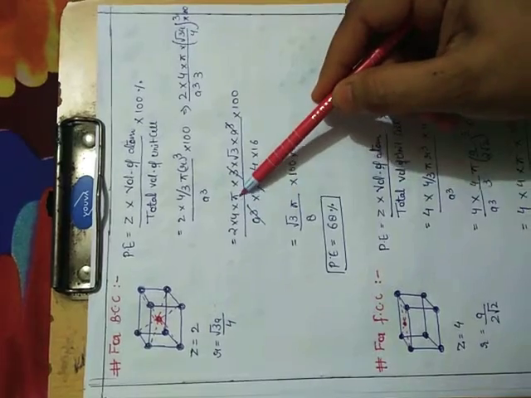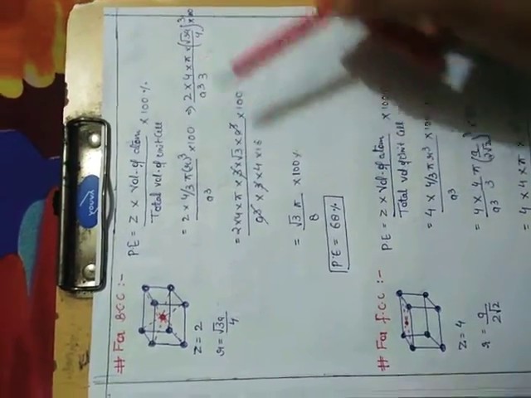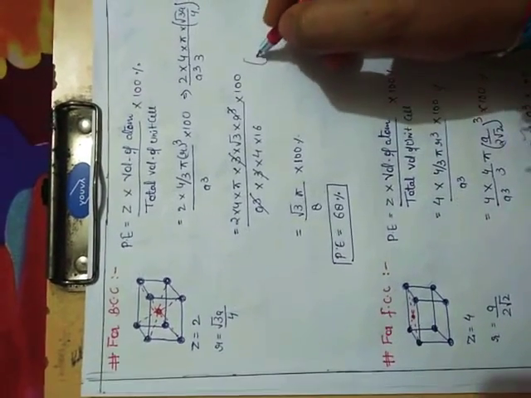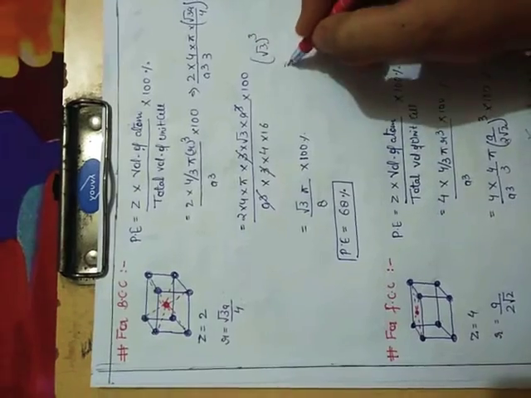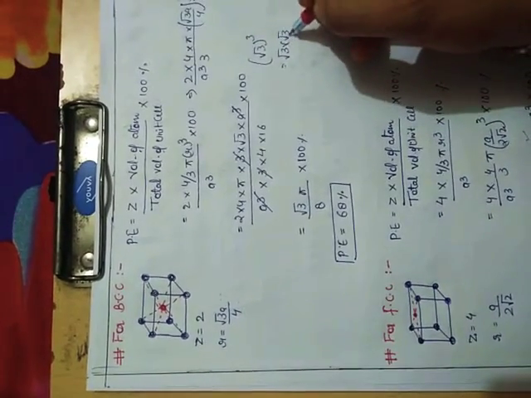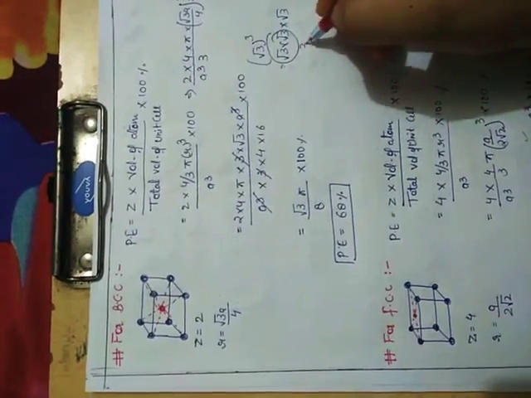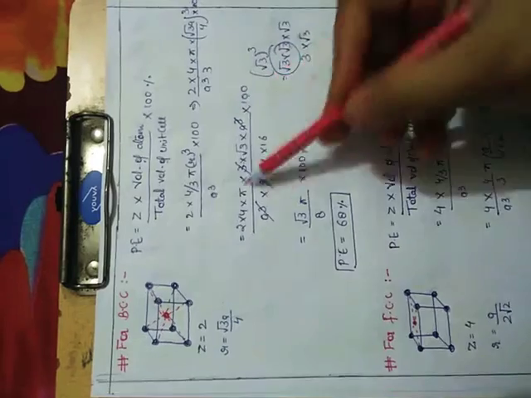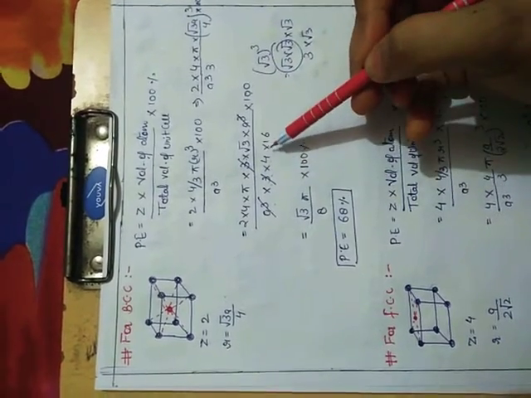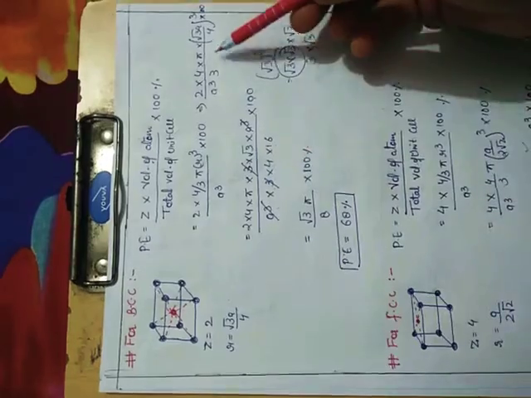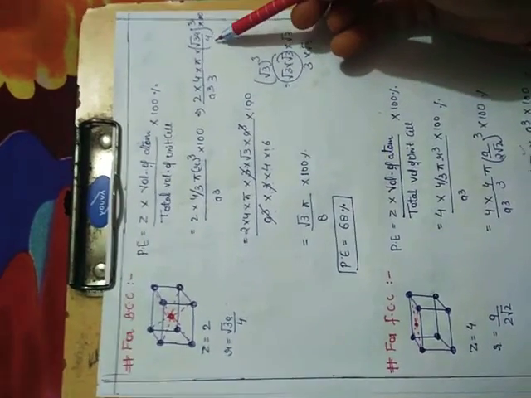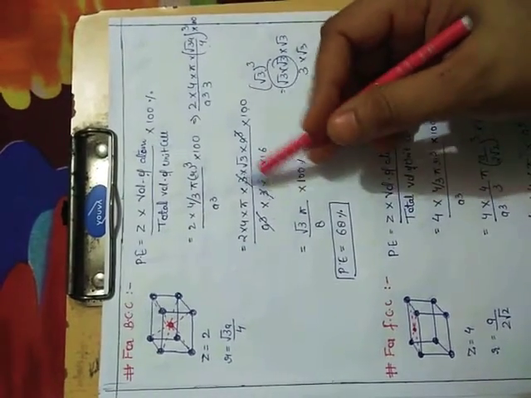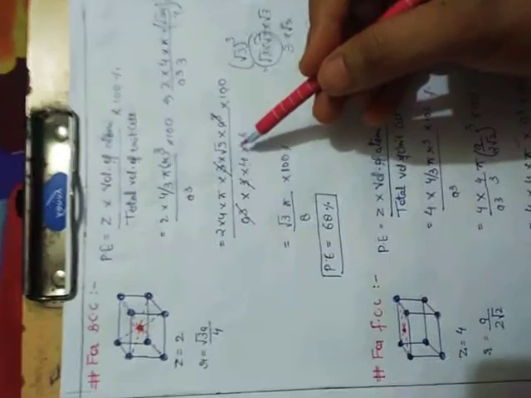So 2 into 4 into pi into 3 into √3. This is the cube of √3. You can write √3 cubed as √3 into √3 into √3, so two of these combine to form 3, giving 3 into √3. So this is 3 into √3 into a cube into 100 upon a cube into 3 into 4 into 16. This 4 into 16 comes from the cube of 4, that is 64. I have written it this way so that we can easily cancel out the numbers.